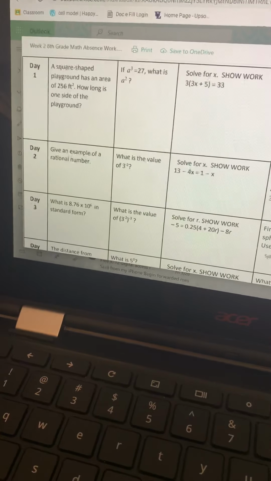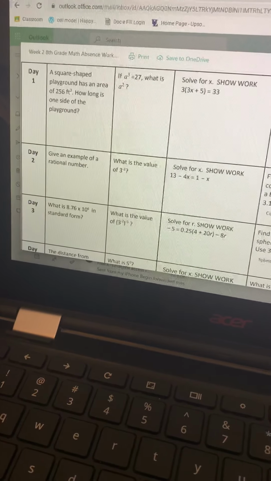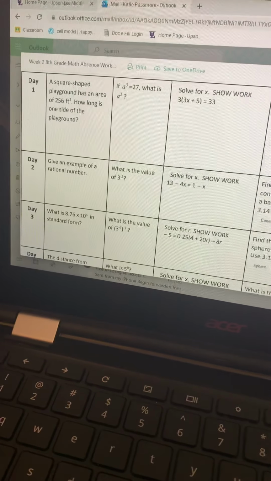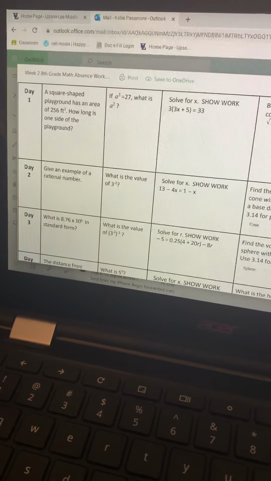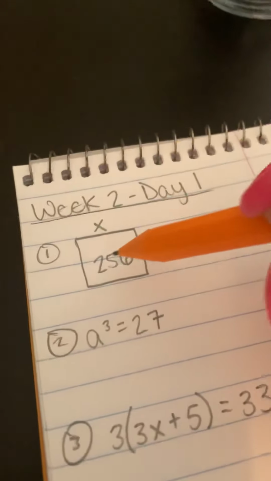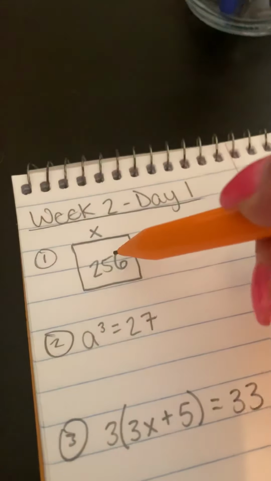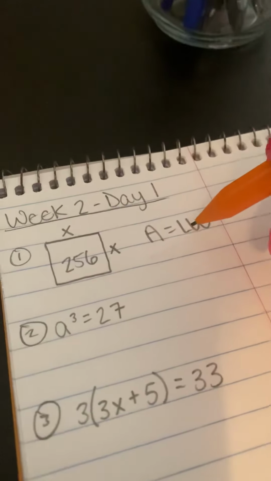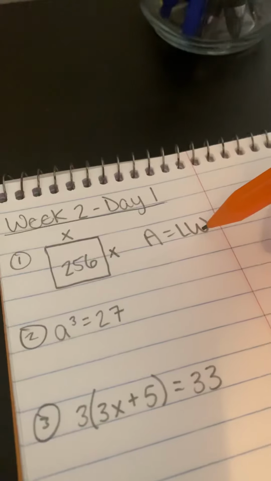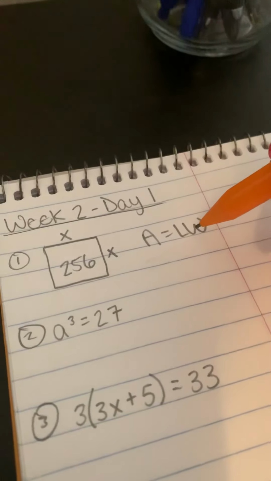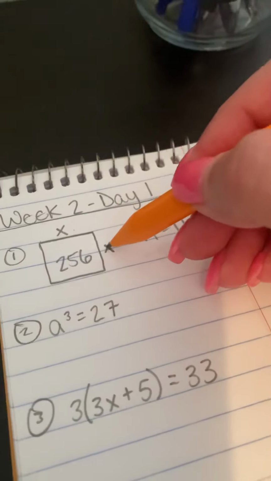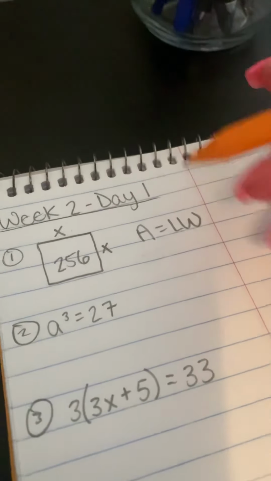Number 1 says a square-shaped playground has an area of 256 feet squared. How long is one side of the playground? When we have a question like this, we need to picture a square playground that has an area of 256 feet squared. We solve for area by multiplying length times width. Well, if it's square, we know the length and the width are going to be the same.